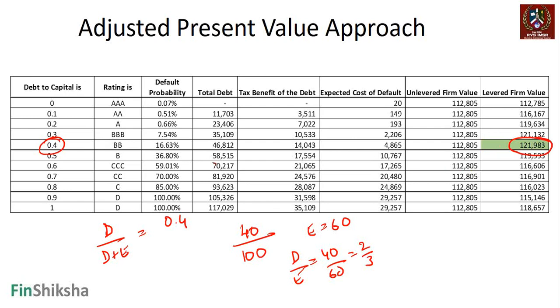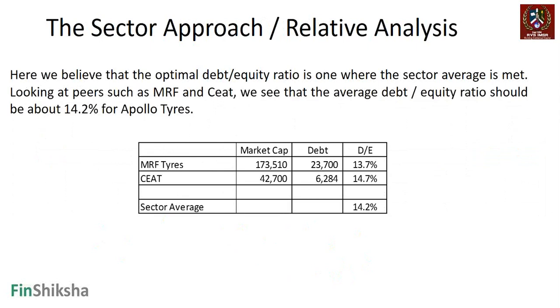Now that's another approach that we have. There's no hard and fast rule that we have to use this approach or that approach, but that's just one more way of arriving at the adjusted present value, right? Then the final approach that we have is we could look at the sector approach, where we do a relative analysis. Here, we believe that the best place for the firm is the optimal debt equity ratio where the sector average is met. It is to reach the point where the sector is averaging, right?